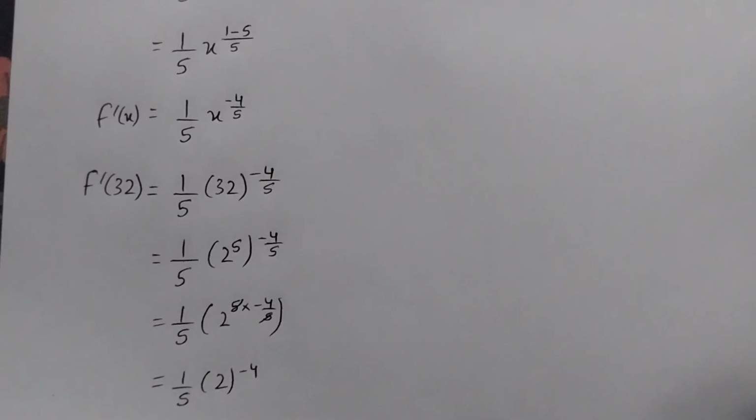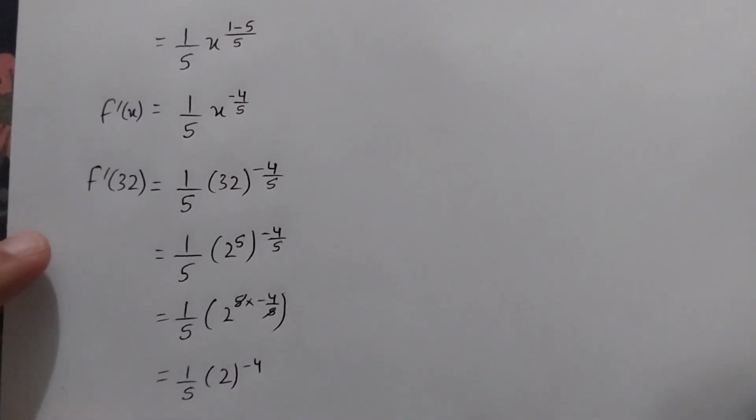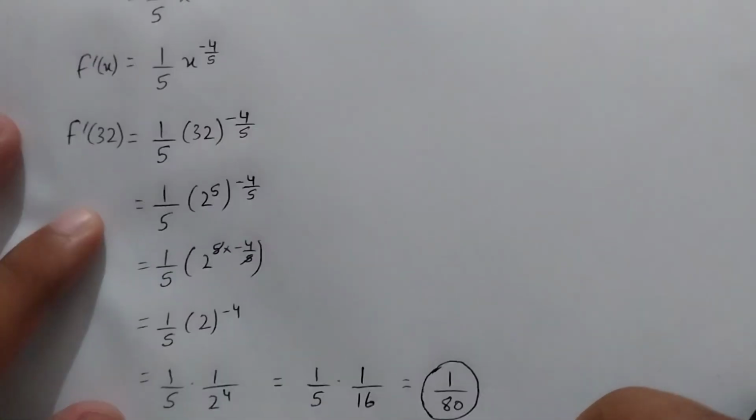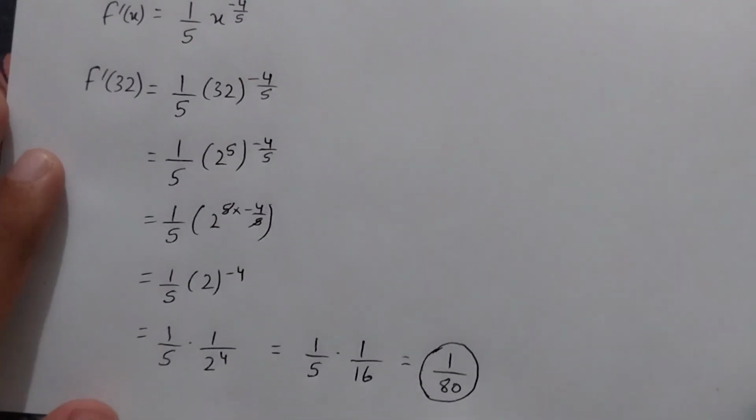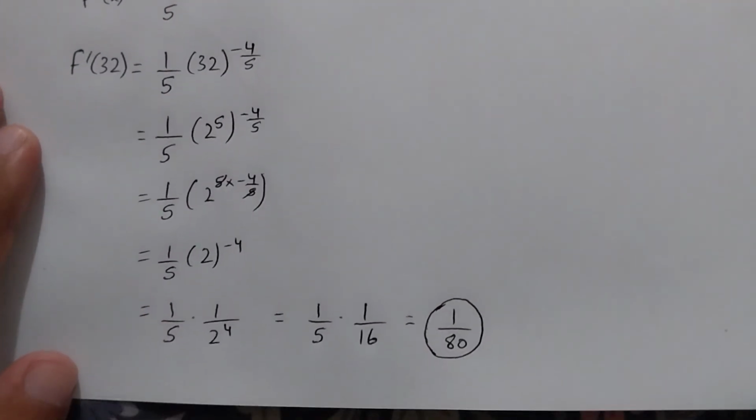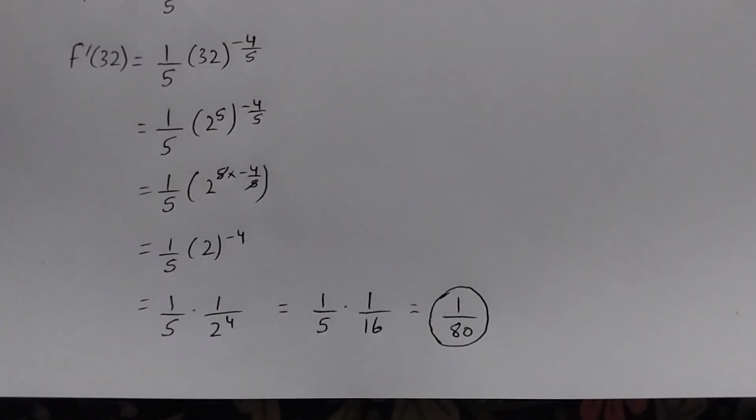If we want 2 to have a positive power, we need to move this to the denominator. So 1 by 5 into 1 over 2 raised to power 4. 2 raised to power 4 is simply 16. So 1 by 5 into 1 by 16 is 1 over 80, and this is our required limit.